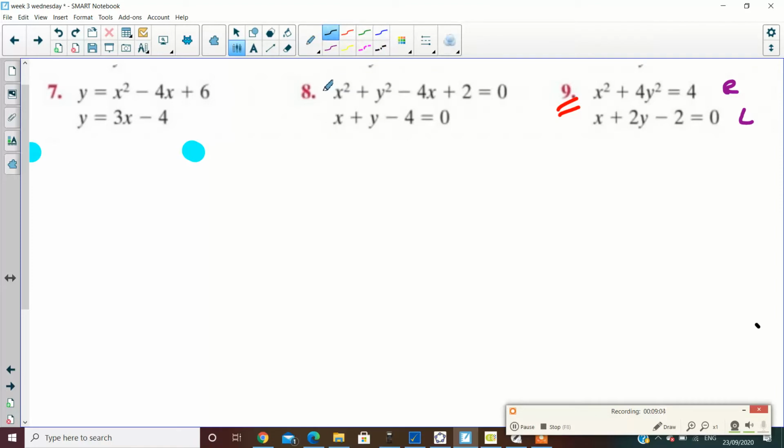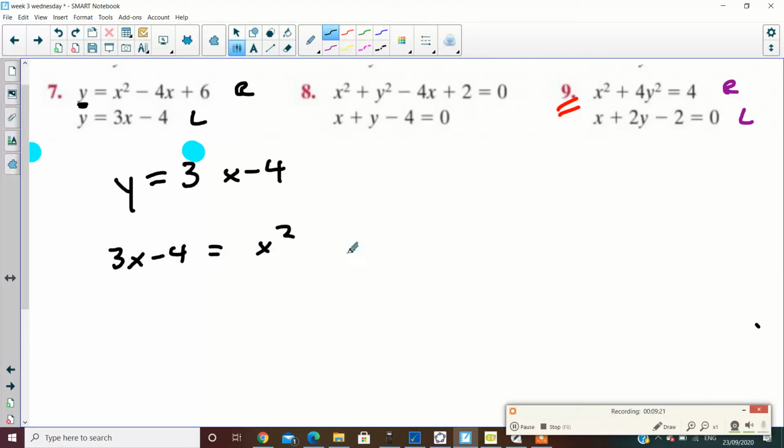What you guys will notice about question 7 is they've already done most of the work for you. You already have y equals 3x minus 4. It's already partially done for you. So just sub it into the quadratic. Replace the y in the quadratic with 3x minus 4. And you're pretty much ready to go already. So you're going to end up 0 equals x squared, minus 3x, so that will make it minus 7x, 6 plus 4 will make that 10.